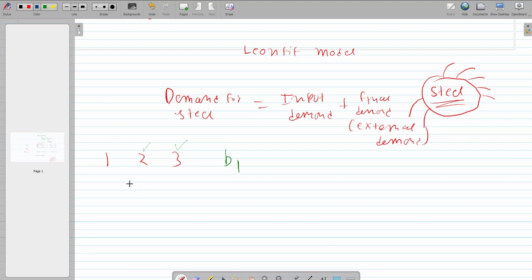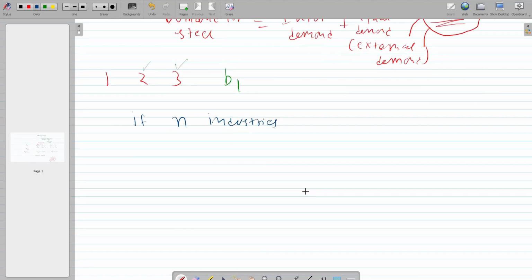For example, if we have n industries in my economy, let's look into some notations first. xi is the total number of units of good i that industry i will produce.